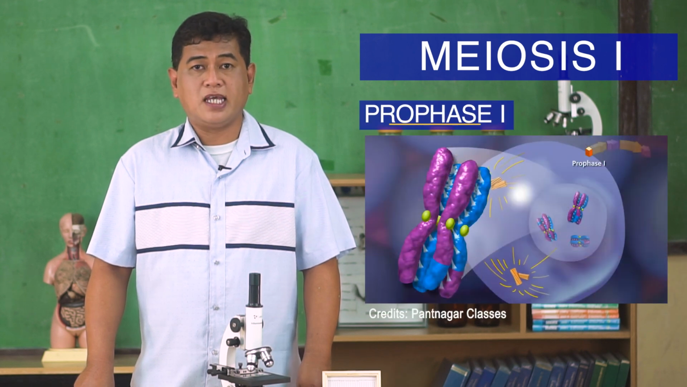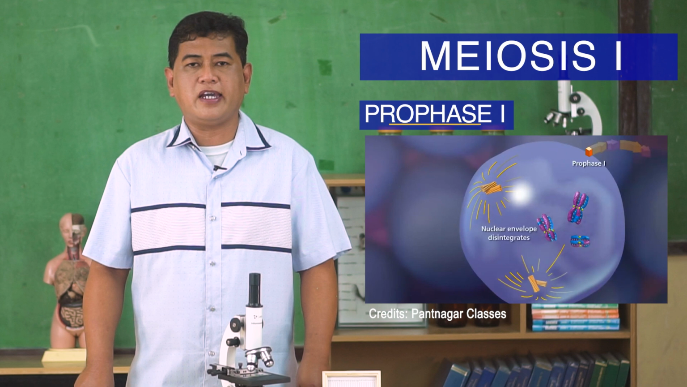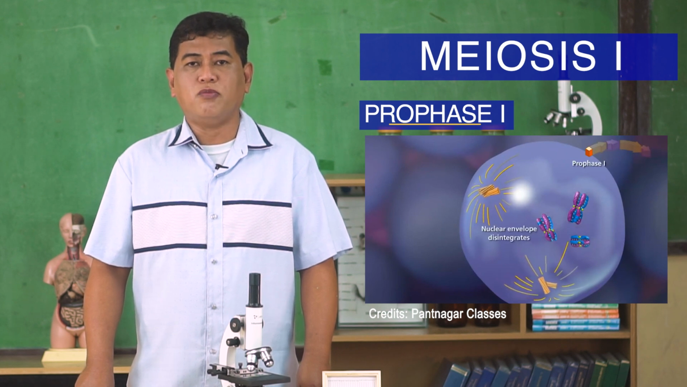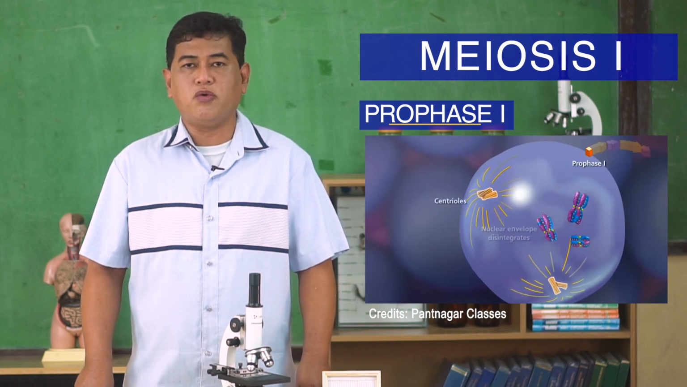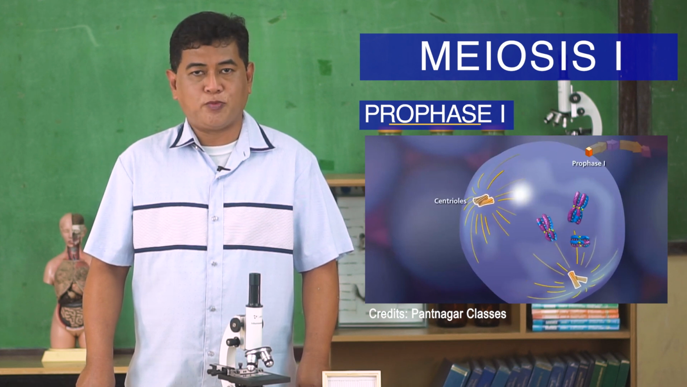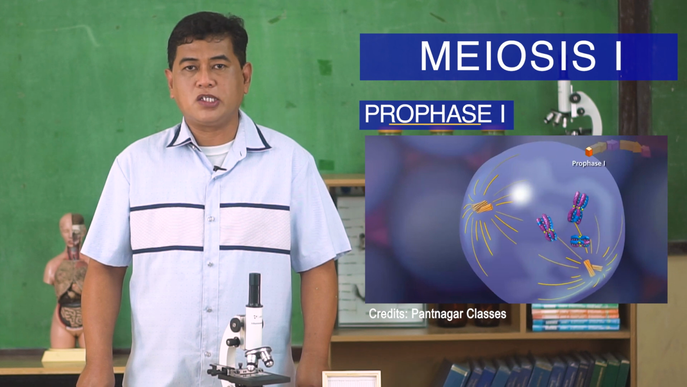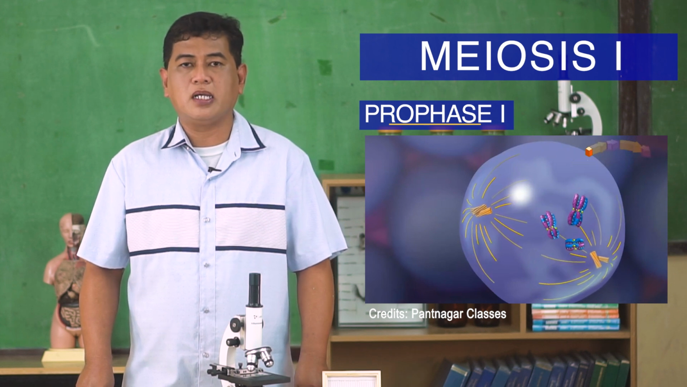In meiosis 1, prophase 1, the nuclear envelope begins to break down and the chromosomes condense. Centrioles start moving to opposite poles of the cell and a spindle forms. Importantly, homologous chromosomes pair up, which is unique to prophase 1.